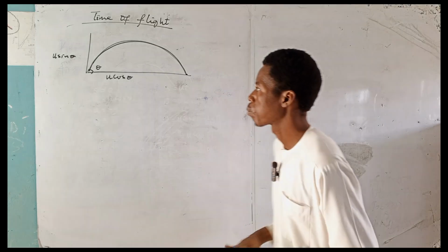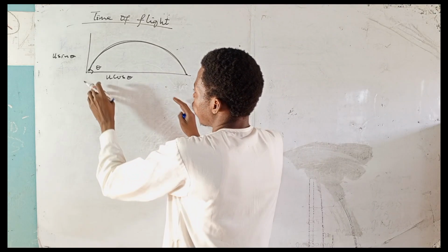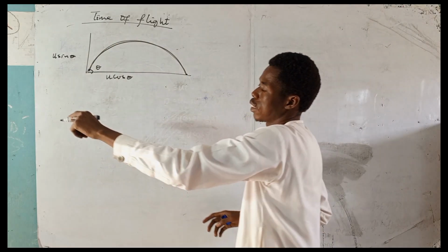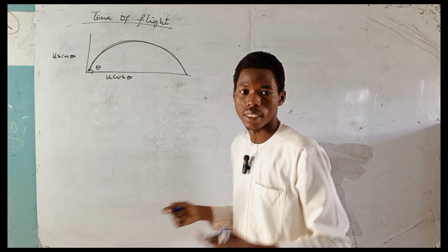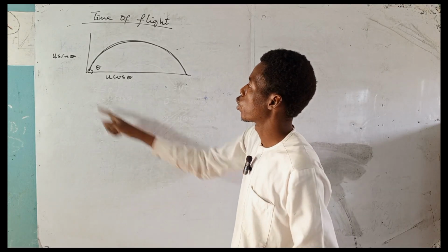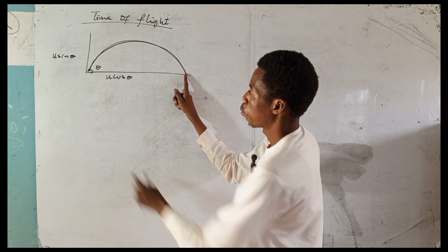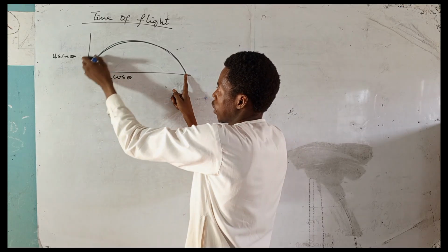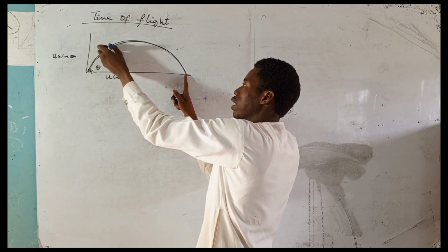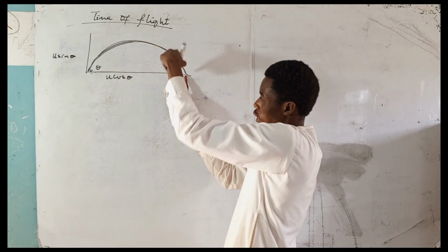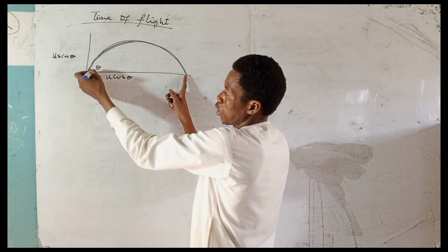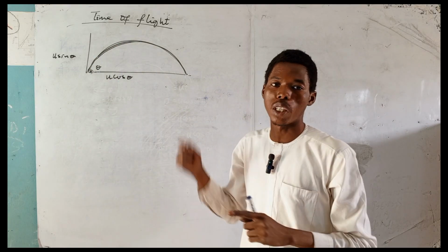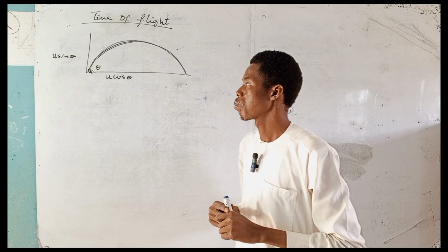Let's dive in. Assuming this is the projectile. So time of flight is the time required for a projectile to return to the same level from where it is projected. This is where the projectile is projected. So the time it takes the projectile to return to the same level from where it is projected is called time of flight. So it's what we are going to derive its formula.